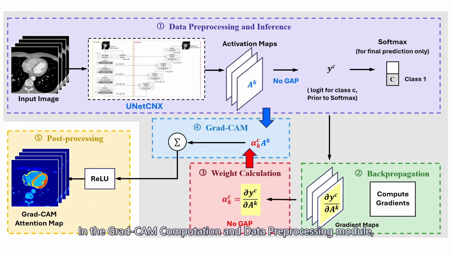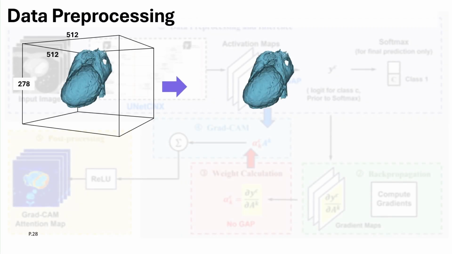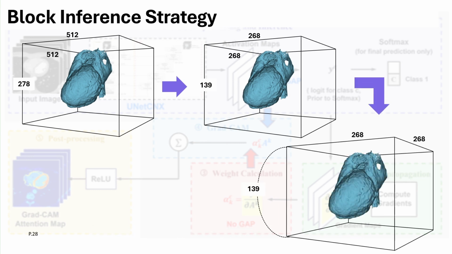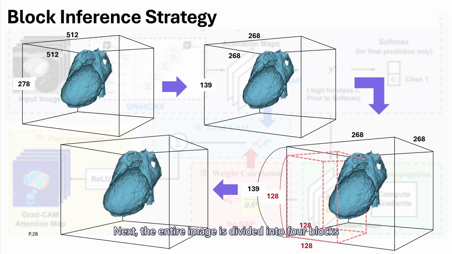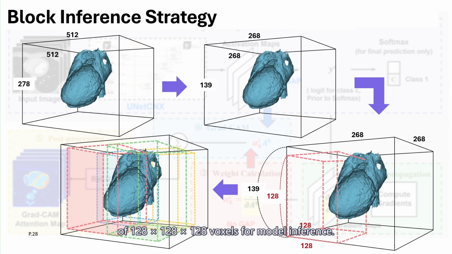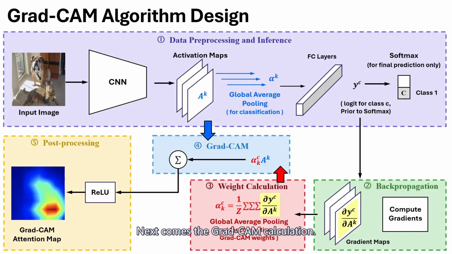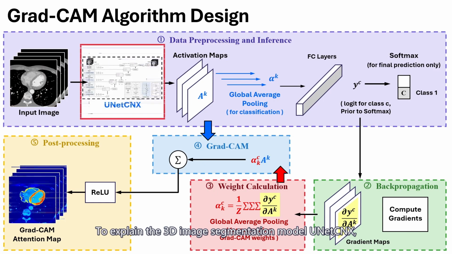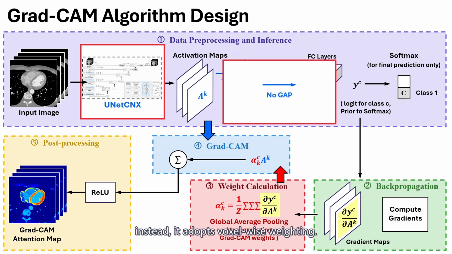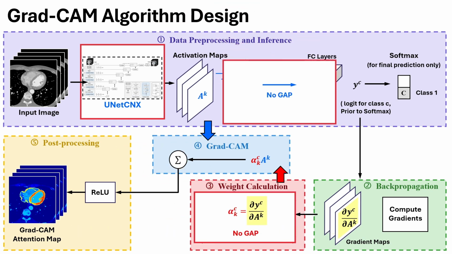In the Grad-CAM Computation and Data Preprocessing module, data preprocessing is performed first. First, the images are resampled to a uniform voxel spacing. Next, the entire image is divided into 4 blocks of 128 by 128 by 128 voxels for model inference. Next comes the Grad-CAM calculation. To explain the 3D image segmentation model NIfTI, this study does not use global average pooling to compute weights. Instead, it adopts voxel-wise weighting.